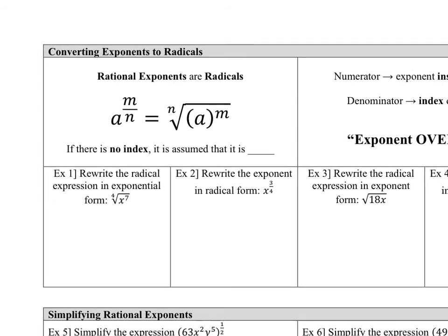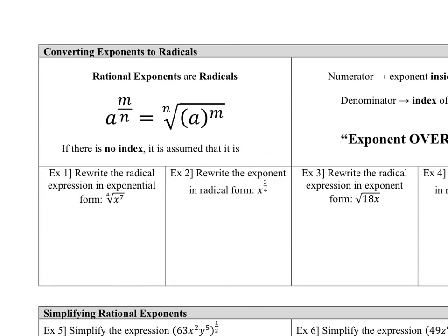Now, let's talk about fractional exponents. So radicals are actually fractional exponents. So you can convert from one form to the other depending on what you need. Sometimes exponents are easier to work with, sometimes radicals are easier to work with. It just depends on what you have. So we have this formula here to go from one form to the other. This is the exponent form. This is the radical form because there's a radical sign.